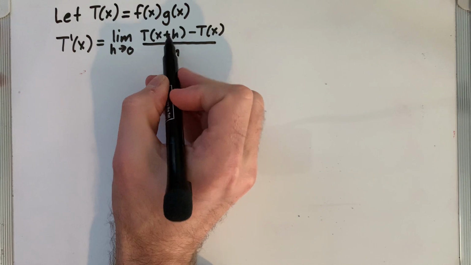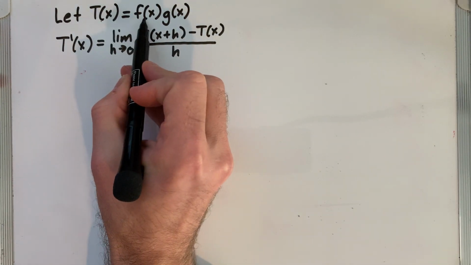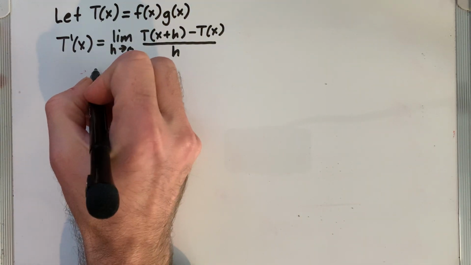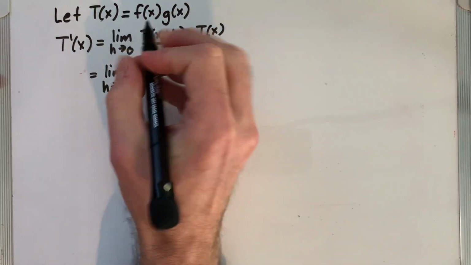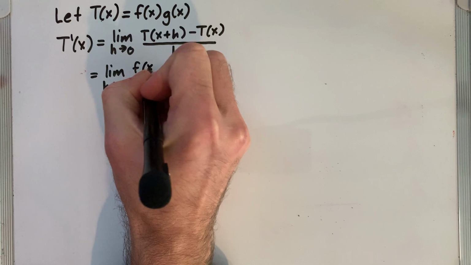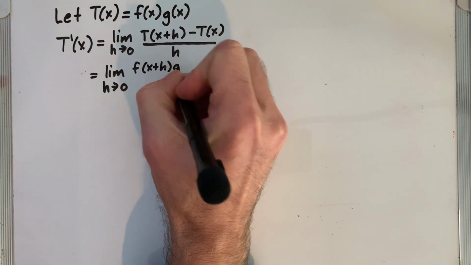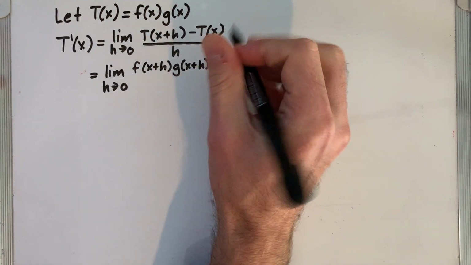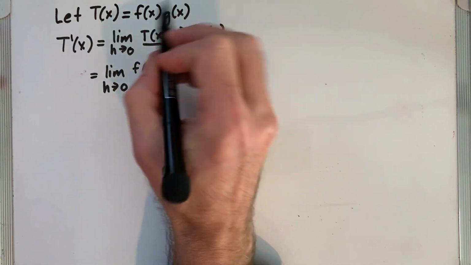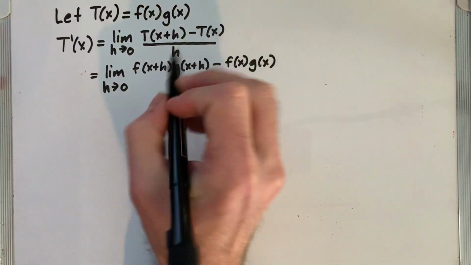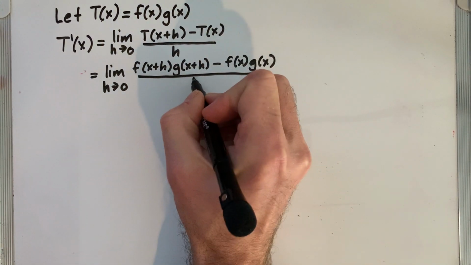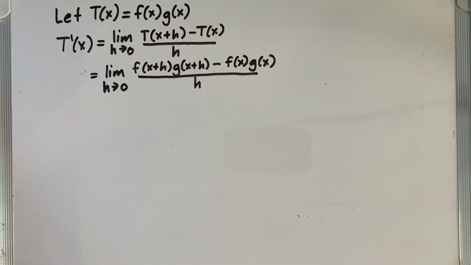So t of x plus h, because t of x is the product of f of x and g of x, is just going to be equal to the limit here as h goes to 0 of f of x plus h, g of x plus h, and then the t of x is just f of x, g of x. All of that over h, okay?